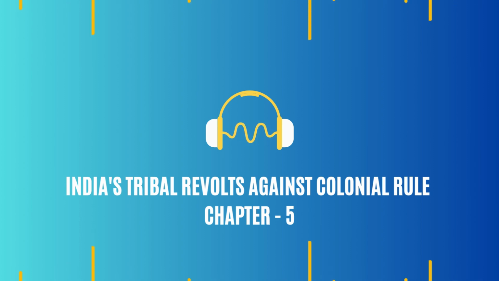Exactly. And then we hit the third phase, from 1920 to 1947. This period is crucial. We see tribal movements intertwining with the Indian nationalist movement. So now the fight for tribal rights is merging with the fight for India's independence. Precisely. Tribal leaders started to see the British as a common enemy. They connected their struggles with the larger movement for Swaraj. Swaraj, the idea of self-rule.